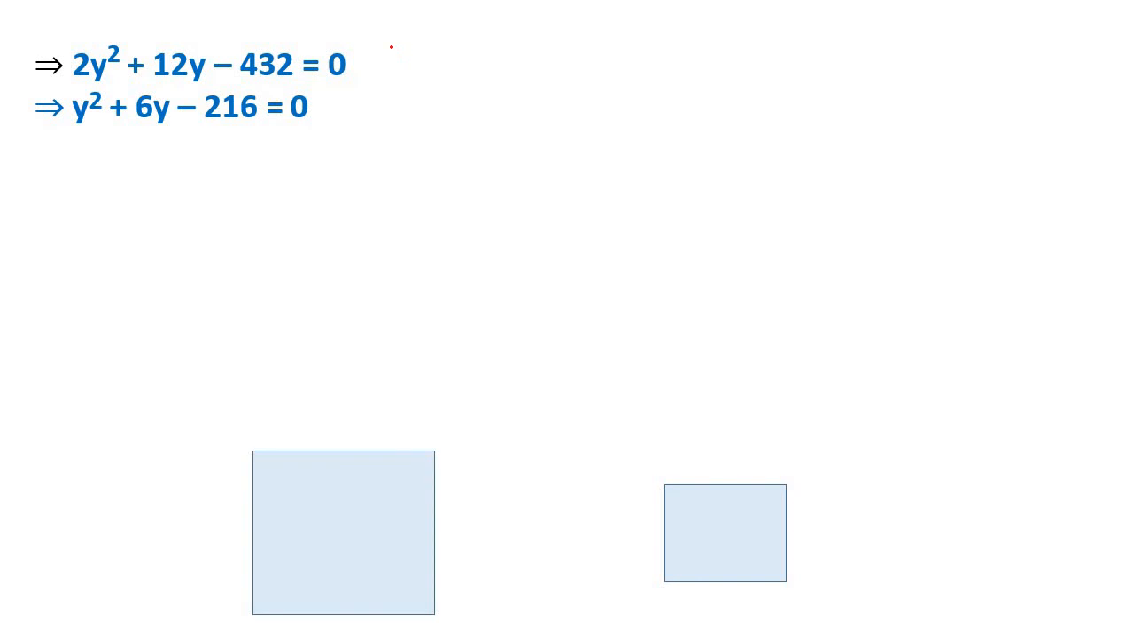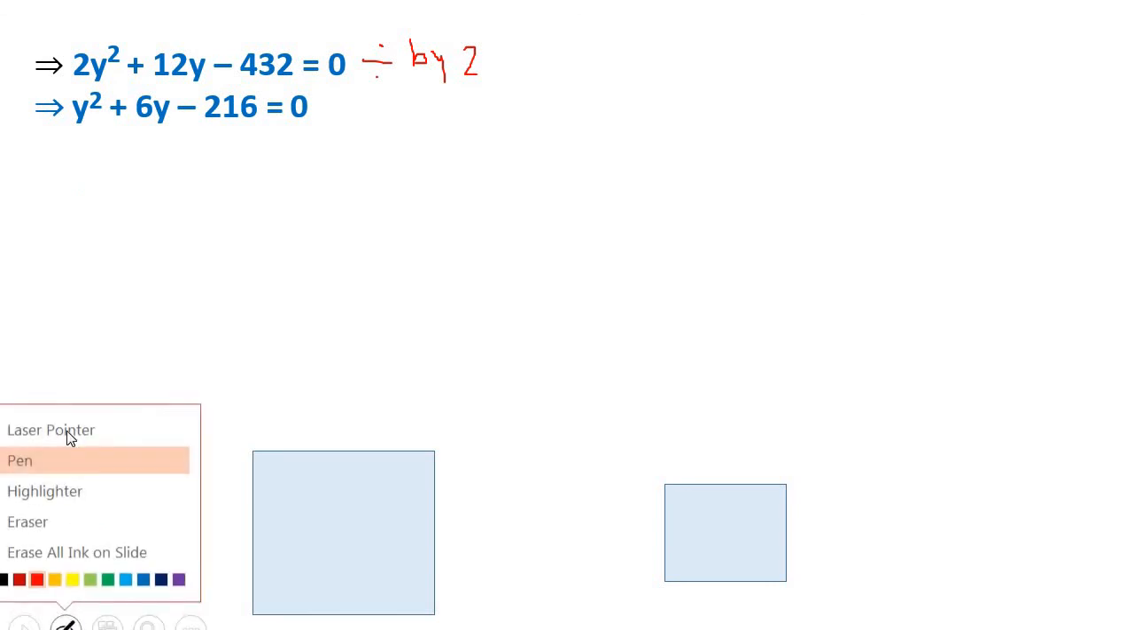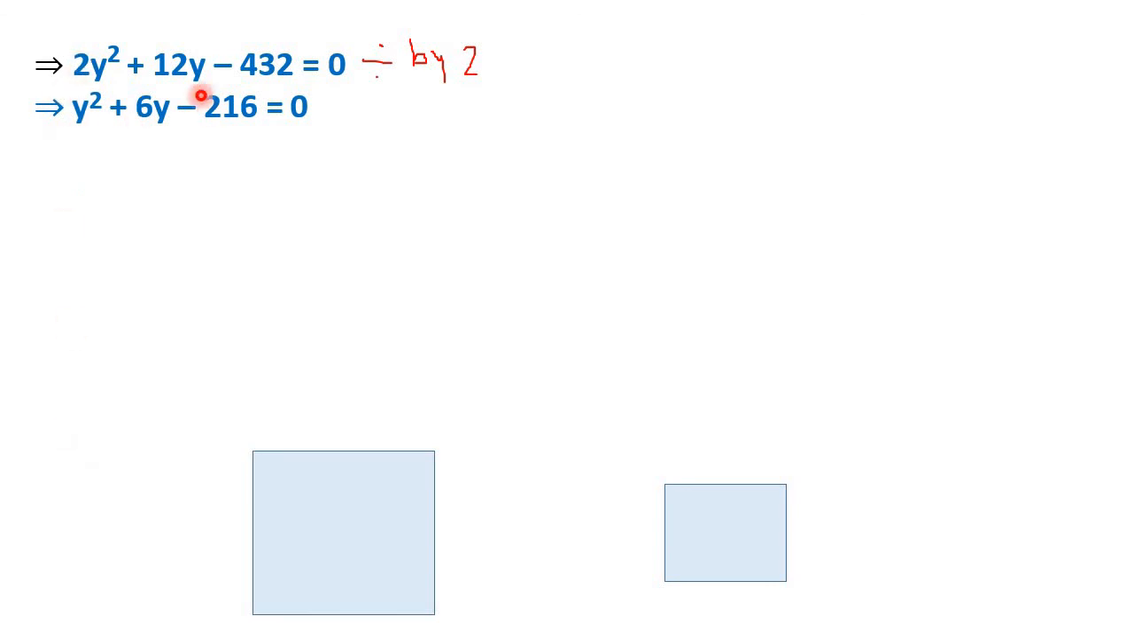Then divide this equation by 2. Then what you will get? 2 ones are 2, 2 sixes are 12, which is equal to 0. Now solve this quadratic equation. Then the factors you will get: y square plus 18y minus 12y minus 216 is equal to 0.